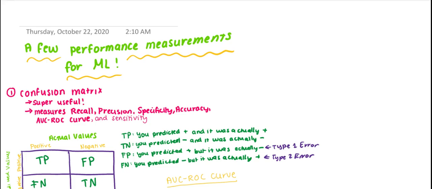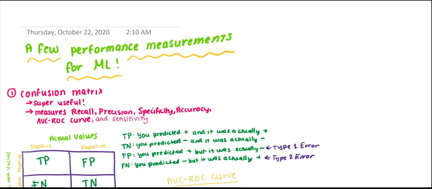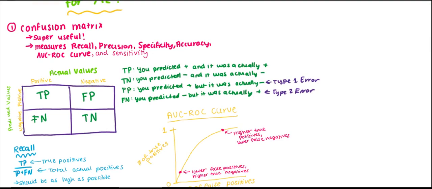In that case, you would have to use a different performance metric to show the true measure of how good the model is. Selecting the proper performance metric is very important as it is the main way to communicate the findings of your research. So, some ways that you can communicate the findings of your research are through the confusion matrix, which can help you measure the recall, precision, specificity, accuracy, and sensitivity. And you can use the AUC-ROC curve itself.